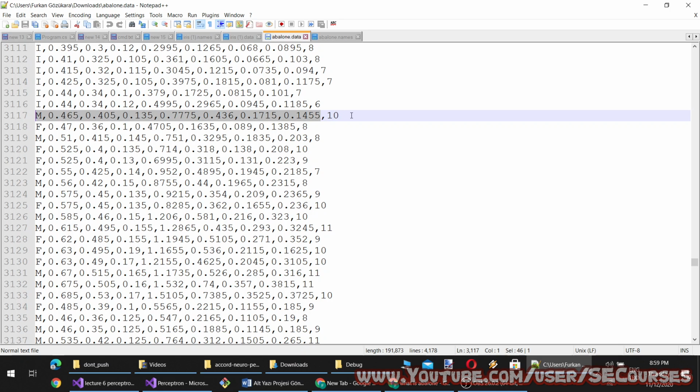Okay, so for example, the 3117th example will not be provided in the training phase of the dataset, and it will be asked to the trained model, and we will expect the output to be 10. Okay, if it is 10, then we will have a success. If it is not, we will have a failure.